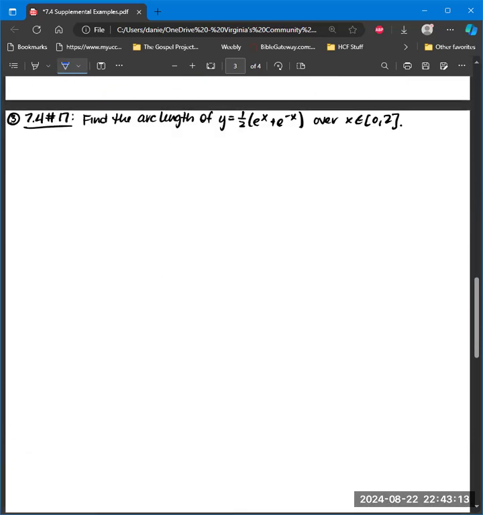Okay, moving on. Find the arc length of y equals 1/2 times e to the x plus e to the negative x. If you recognize this function from chapter 5, this is hyperbolic cosine. So y equals hyperbolic cosine of x from 0 to 2. So let's deal with it this way first. That makes y prime equal to hyperbolic sine of x.